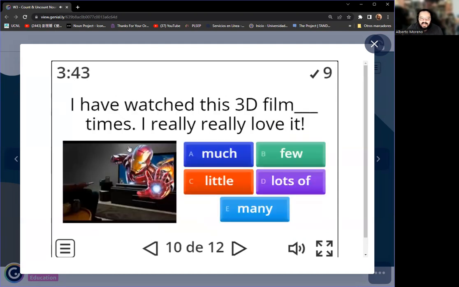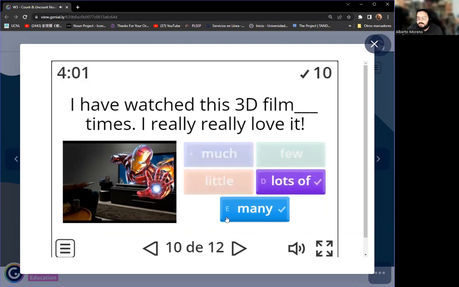Excelente, chicos. I have watched this 3D film times. I really, really love it. Which is the answer? B. Lots of times. Very good. Or many. It can be.